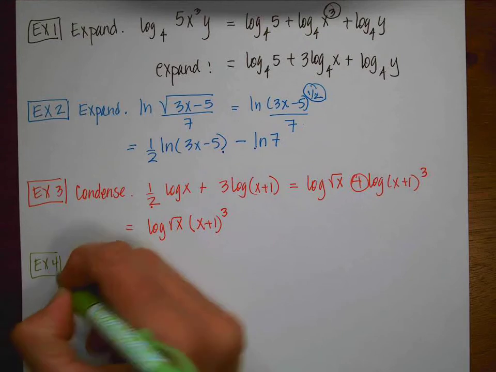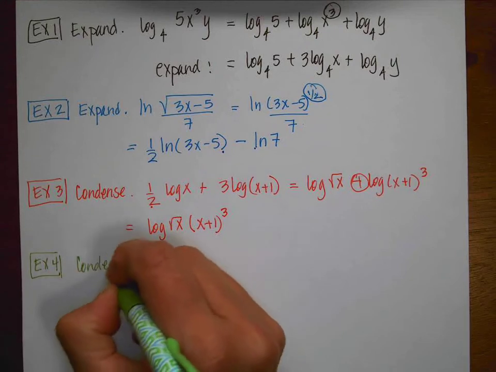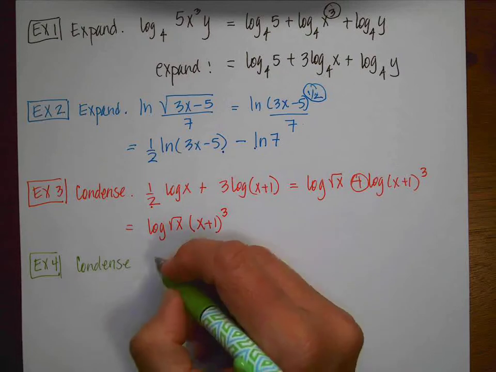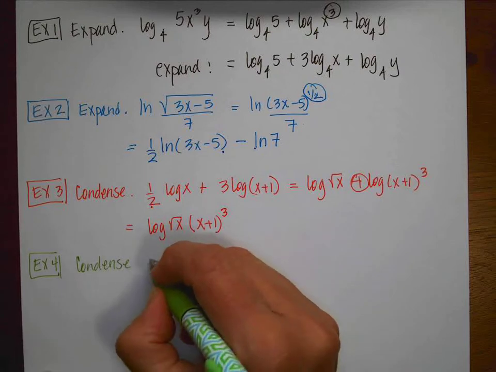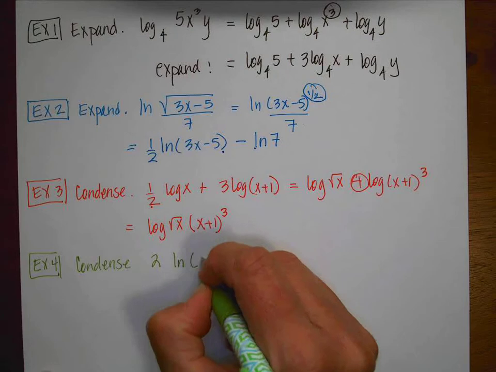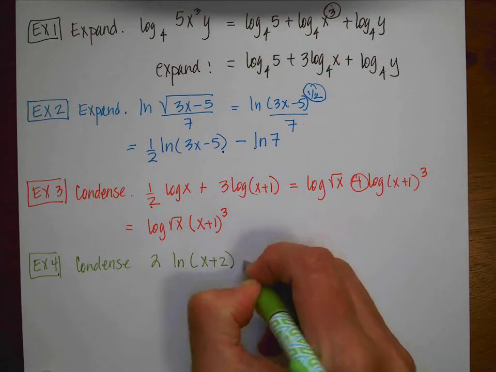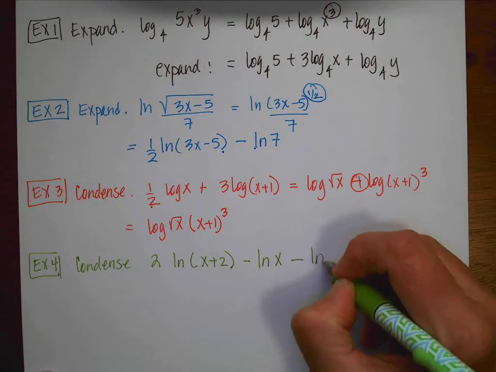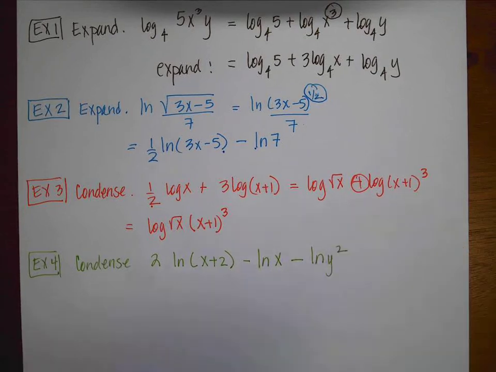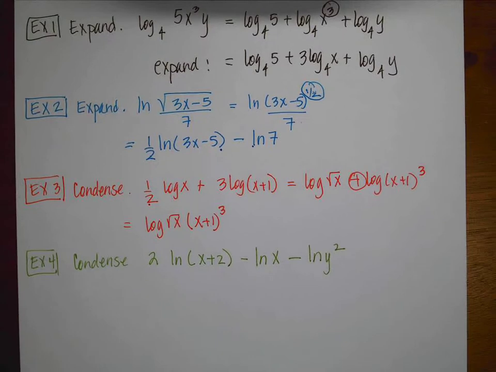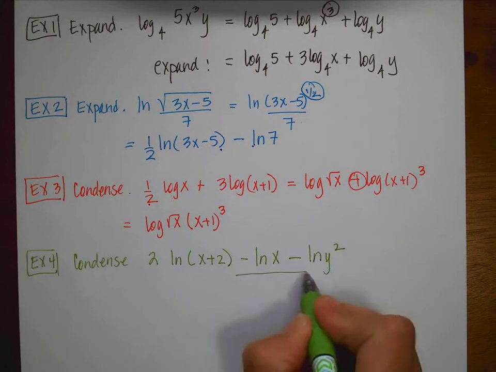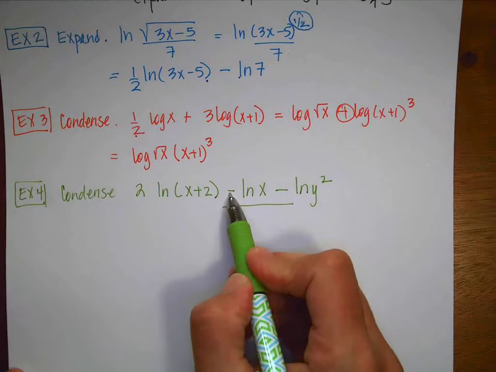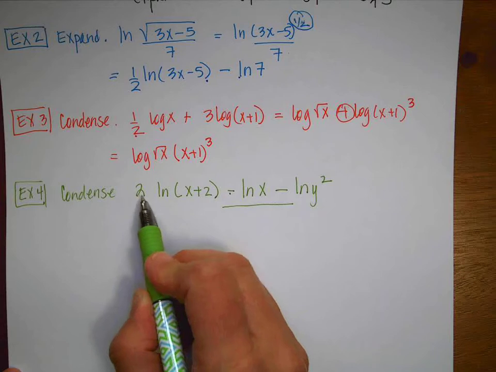And that was pretty easy. The next example, example 4, is also going to say to condense. All right, then this one's going to say 2 natural log x plus 2 minus the natural log of x minus the natural log of y squared. All right, and I did this primarily to illustrate a point. When I have division, there is only one dividing line.